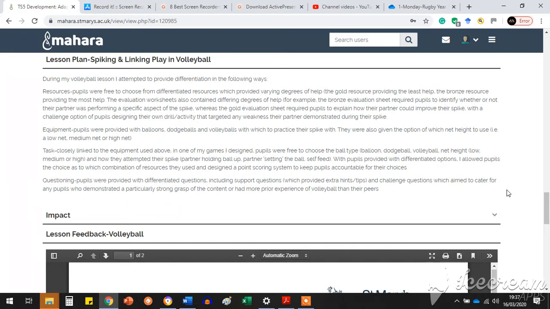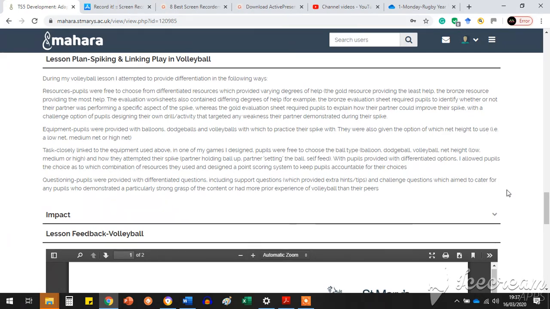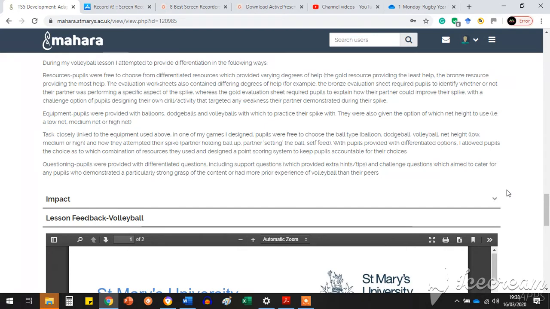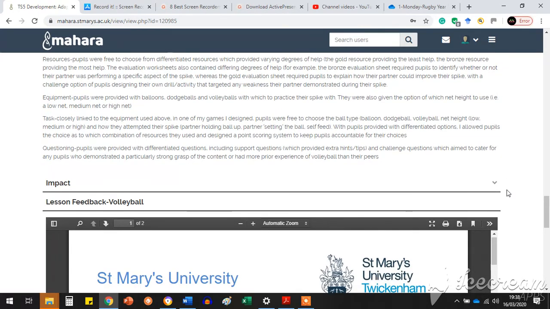So not only did I differentiate the resources, but I also allowed pupils to use different equipment, so balloons, dodgeballs, stuff that moved slower, which allowed them to practice the technicality of the shots without being limited by, for example, something like their strength or their height. And as I said, I closely linked the equipment used. So, for example, the balloon, dodgeball, or volleyball, along with the net height and how pupils attempted the spike in this sense. So by that means, they've got 9 potential different variations with which to attempt their spike to find something appropriate to their level.